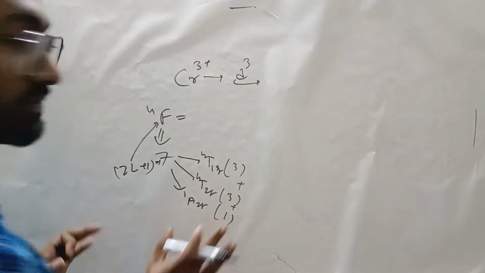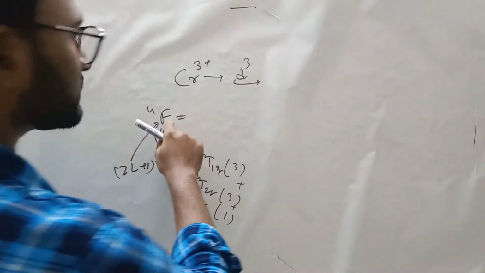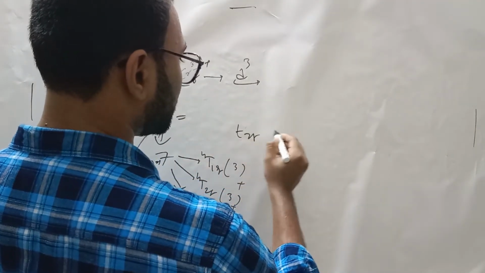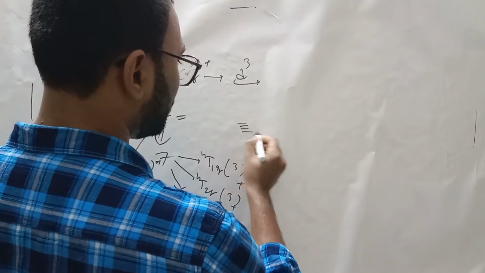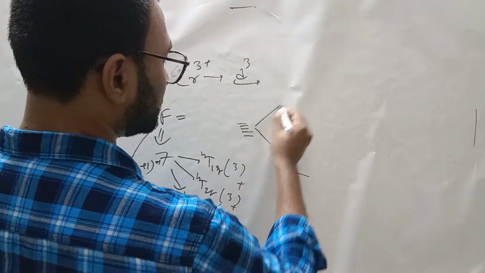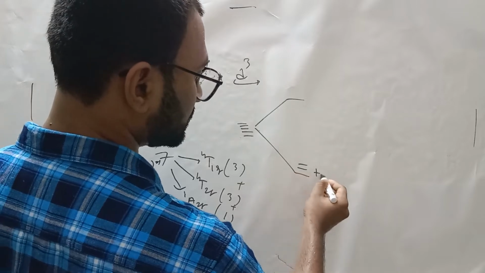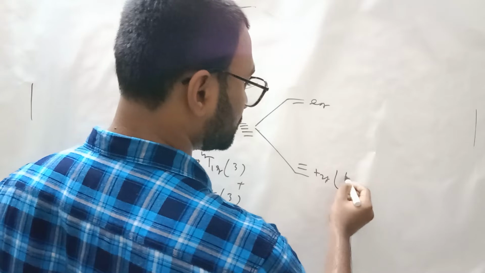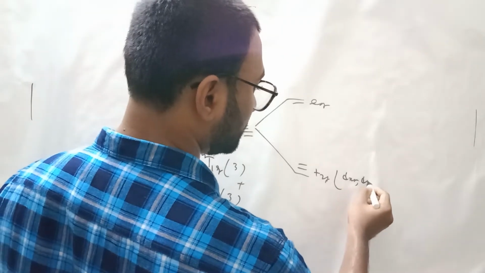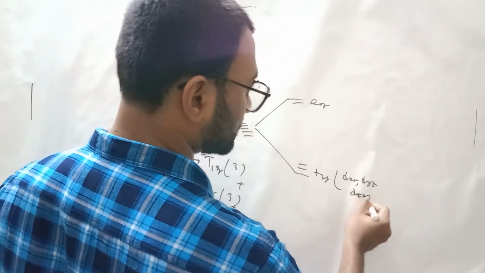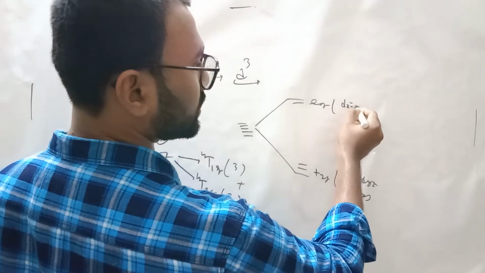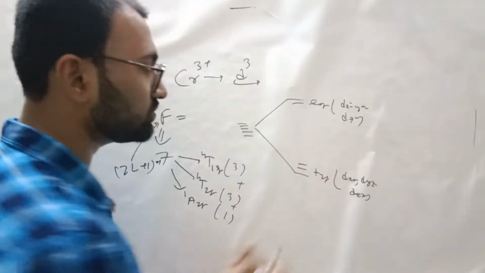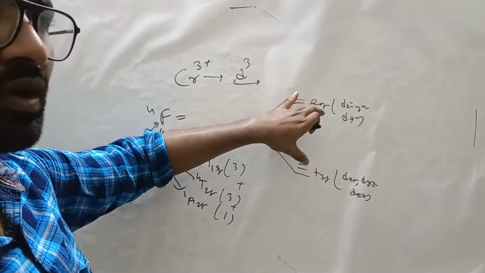So how do these terms actually come? This comes from the high spin. When the 5 d orbitals come to a crystal field, they split into 2 sets, T2g and eg. T2g has dxy, dyz, and dzx, and eg has dx square minus y square and dz square. So these two sets split.